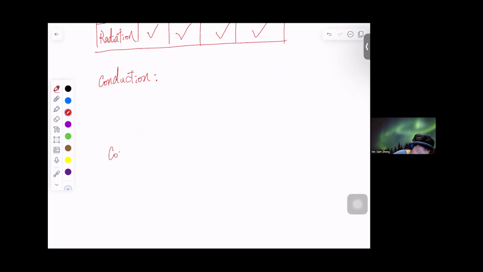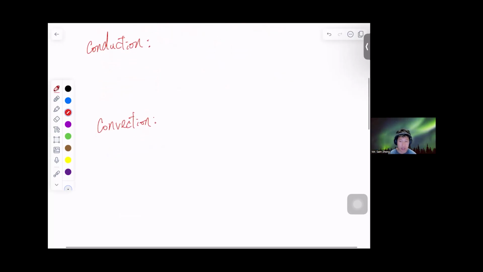Then we will move on to the convection. Now, what is the definition of convection? If you have a look in your textbook, in fact, there are two main ideas for the convection. Sisi, can you tell me about it? For the first one, what is the first definition or the first idea for the convection?